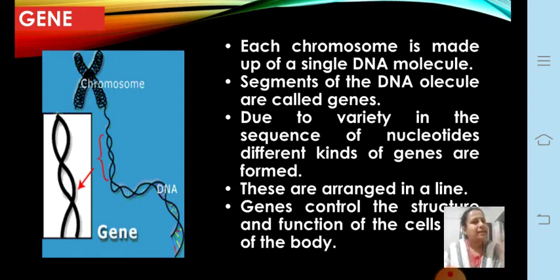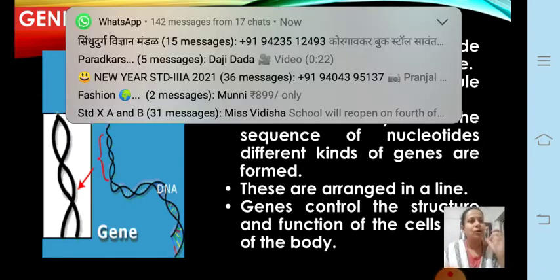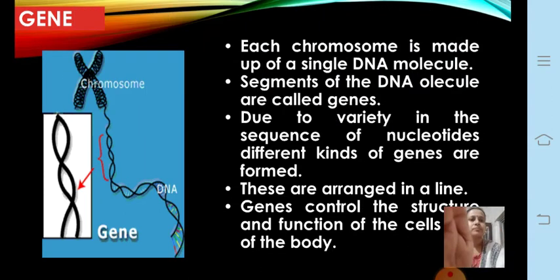So there are small segments present on the DNA, and each of these segments is called a gene, which actually codes for proteins, which actually codes for protein synthesis. Okay, so from here protein synthesis starts. From one gene, proteins will be formed, and that protein, once it is formed, will be expressing a certain character or trait. Now each chromosome is made up of a single DNA molecule, and segments of the DNA molecule are called genes.